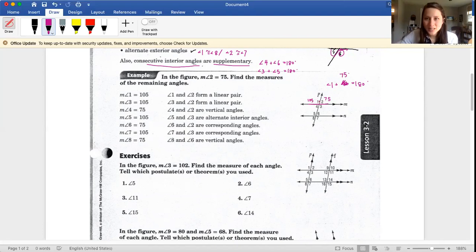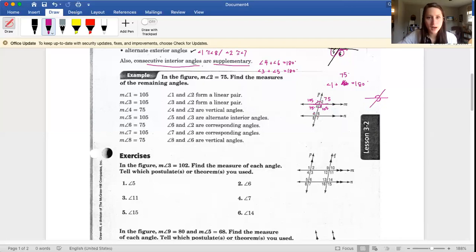If angle 1 is 105, I can assume that angle 3 would also be 105. Do you know why? Why would 1 and 3 be the same? It's because they're vertical angles, right? If you have two lines that intersect, the angles across from each other are vertical, which means they're also congruent. So I can conclude that 1 and 3 are 105. What do you think angle 4 would be? It would be 75.